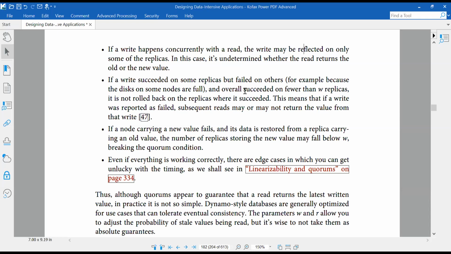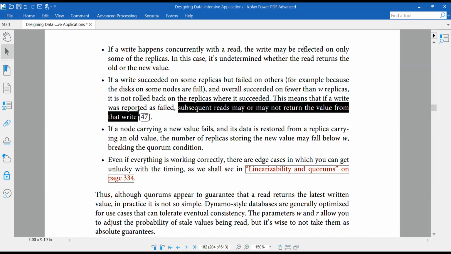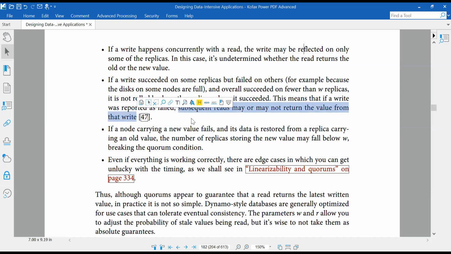Right was succeeded on some and others failed. So in that case, what happens? I mean, that one write that happened is going to stay there. It is not going to roll back, right? Yeah. And there would be some read repair or entropy that will make sure that the other replicas get the data eventually. But in this case, this means that if a write was reported as failed, subsequent reads may or may not return the value from that write. Because someone might read that updated value and some may not read that updated value. Okay, that moment when it is not in sync or where the other replicas are down, that time.